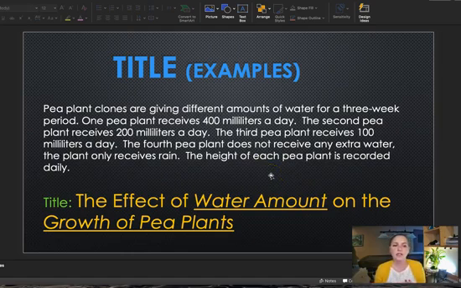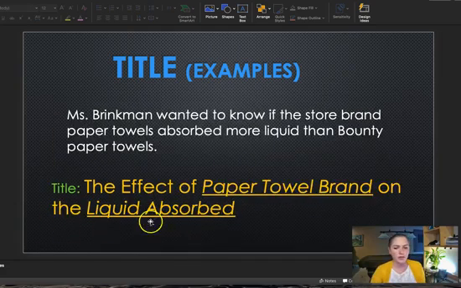Okay, so I'll give you some examples. From the assignment we did the other day, the pea plants. Using that example, if you were doing a graph on that data, your graph would say the effect of water amount on the growth of pea plants. Water amount was what you were changing, the growth was what you were measuring. Another example that I used in the notes: Ms. Brinkman wants to know if the store brand paper towels absorb more liquid than Bounty paper towels. If you were to graph that data, your graph title would say the effect of paper towel brand on liquid absorbed. So that's your title.